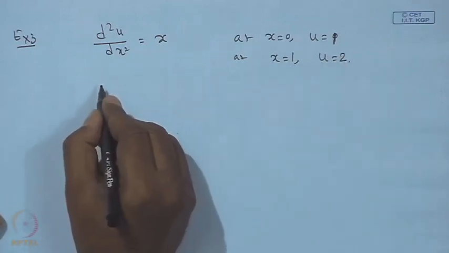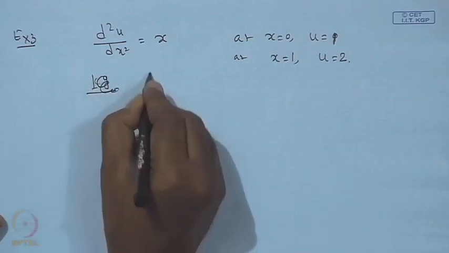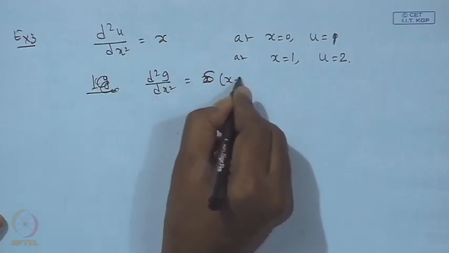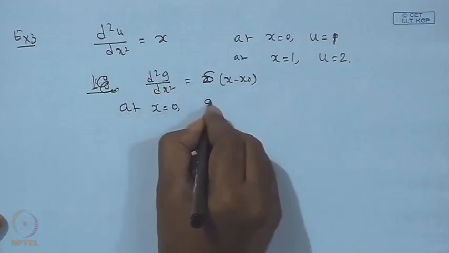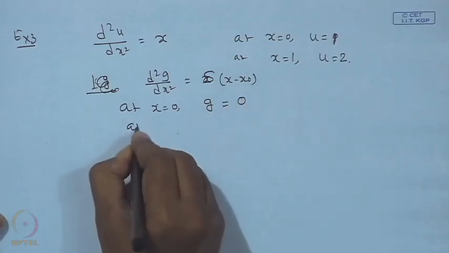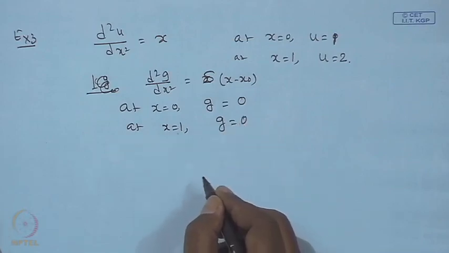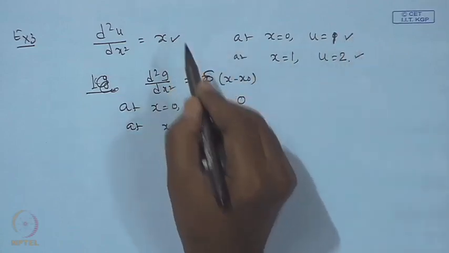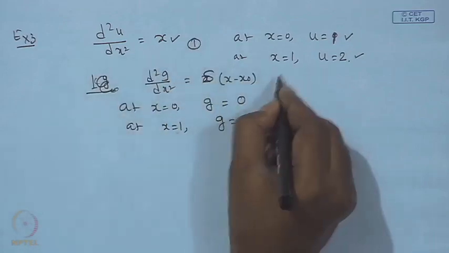Now, we formulate the corresponding Green's function: d square g dx square is nothing but delta of x minus x naught, and at x is equal to 0 we have g is equal to 0, at x is equal to 1 we have g is equal to 0. Now, there are three sources of non-homogeneity in this equation. One is the boundary condition, another is another boundary condition, then one is the governing equation. So, if we look into the solution, now we connect 1 and 2.